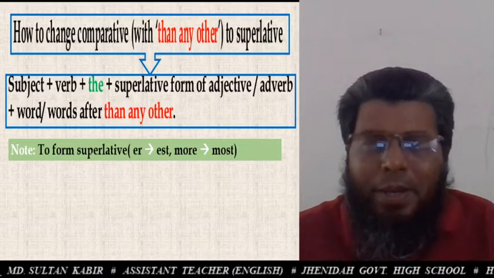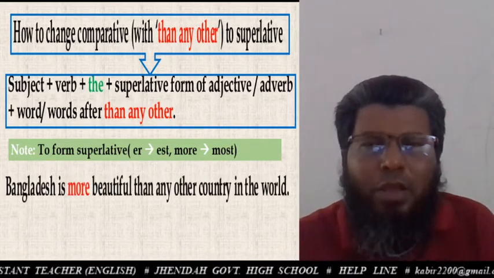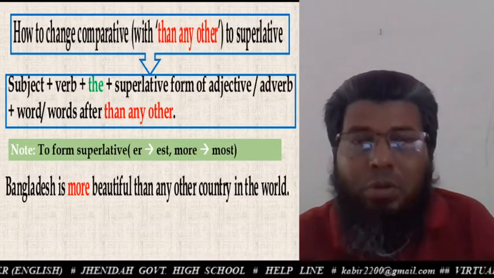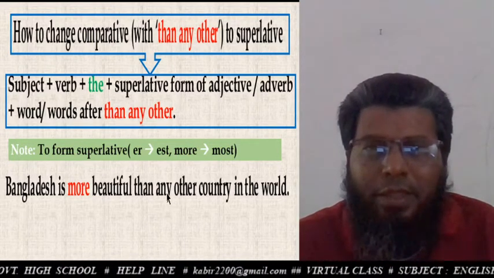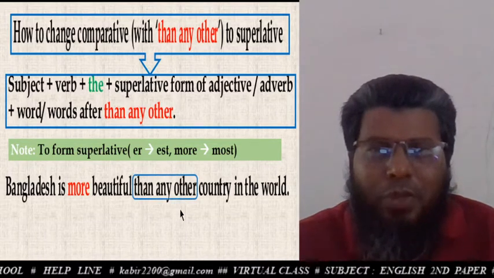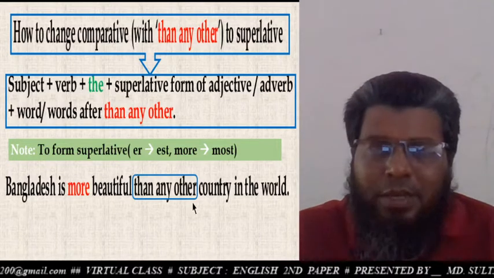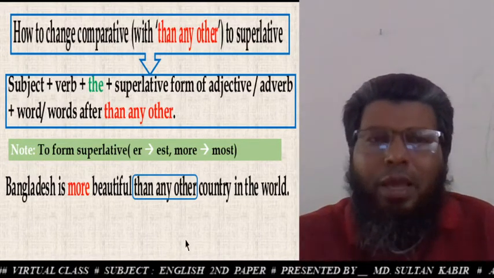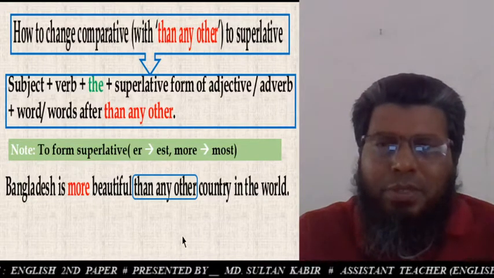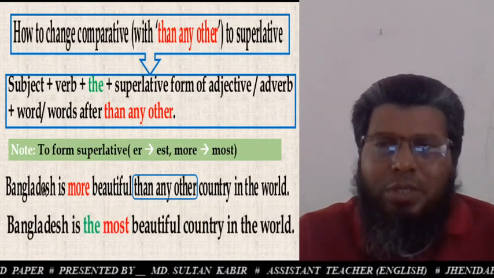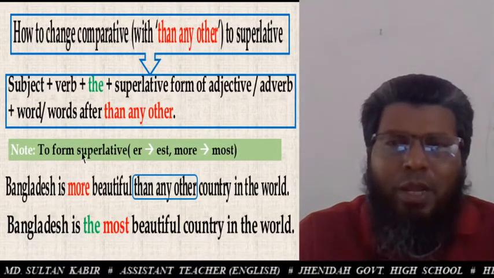Okay, now look at the example. Bangladesh is more beautiful than any other country in the world. So look here, there is "more" and "than any other". So if any comparative degree has "than any other", then we can change this comparative degree to superlative this way. We'll add the subject and verb, Bangladesh is, and then we will add "the".